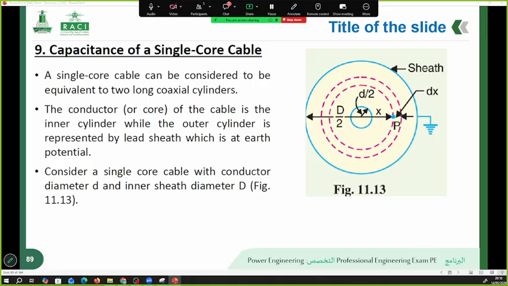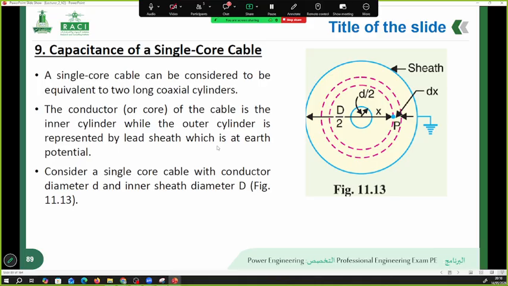This slide is presenting the capacitance of single core cables. Again, we have these single core cables, and we want to find the capacitance of this single core cable.